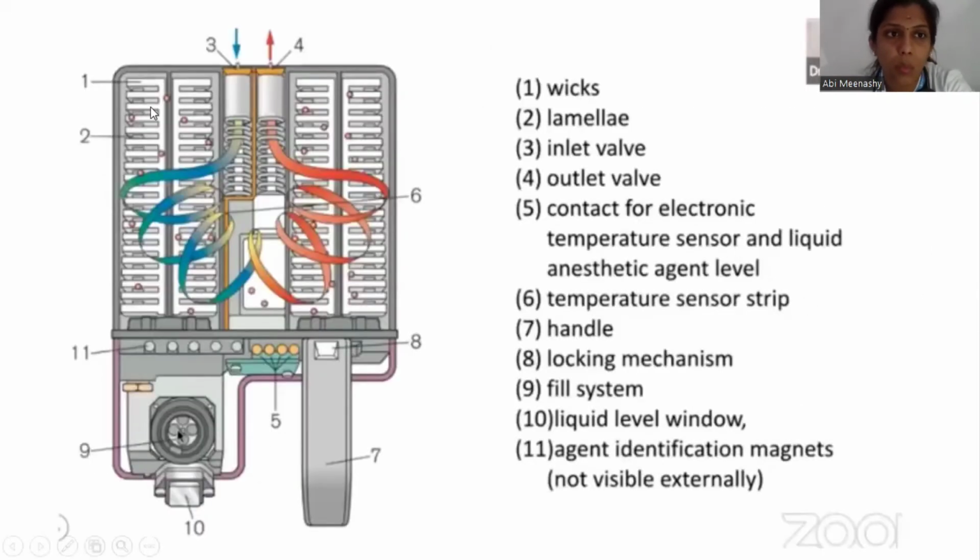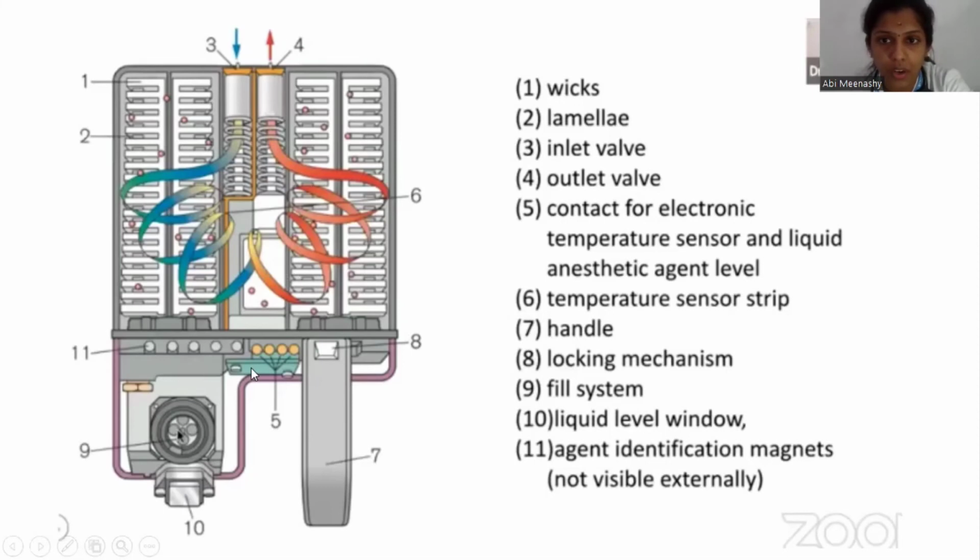Okay, so here one is your wick, two is the lamellae. Both of these are for increasing surface contact. Three is your inlet valve. This blue colored thing is the inlet valve. That's how your fresh gas comes in, gets saturated, and goes out via your four, the outlet valve.